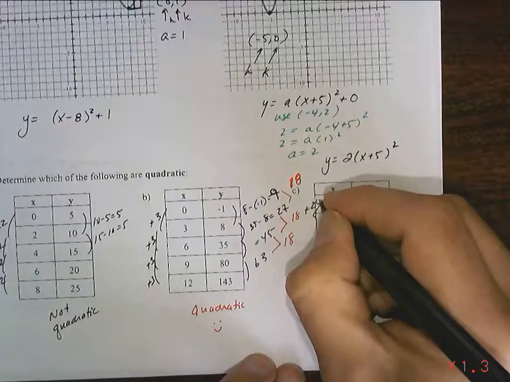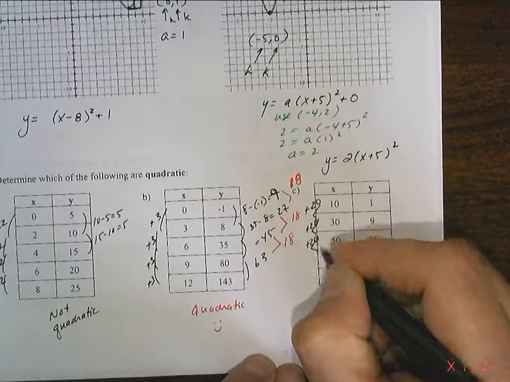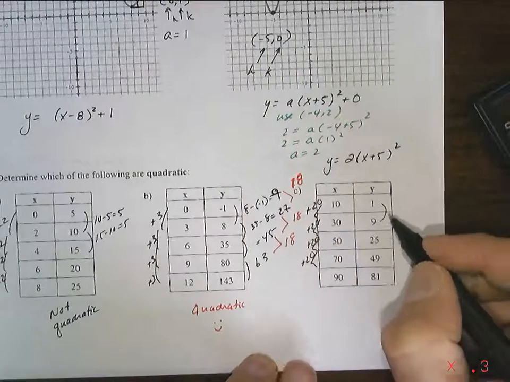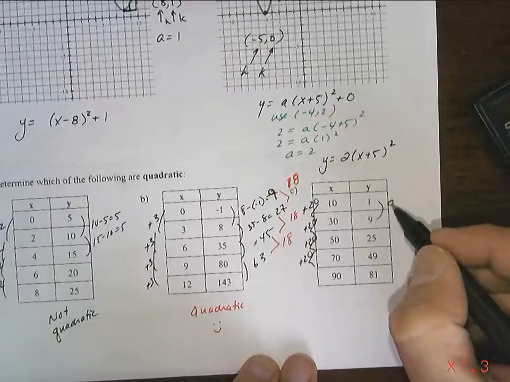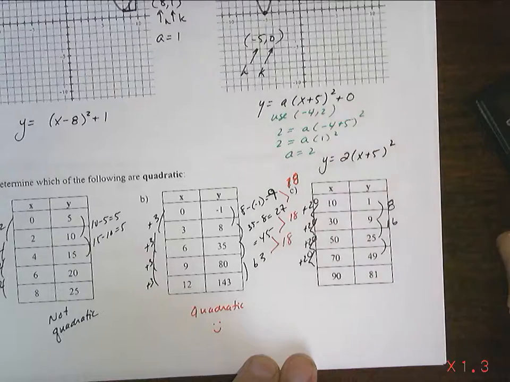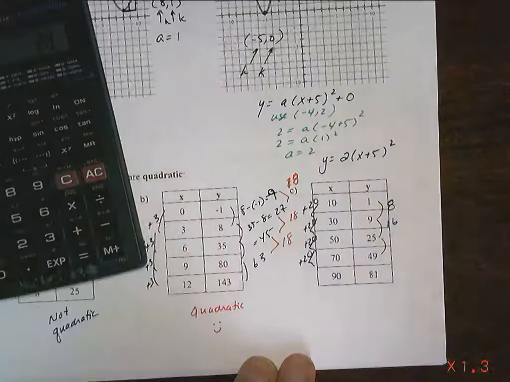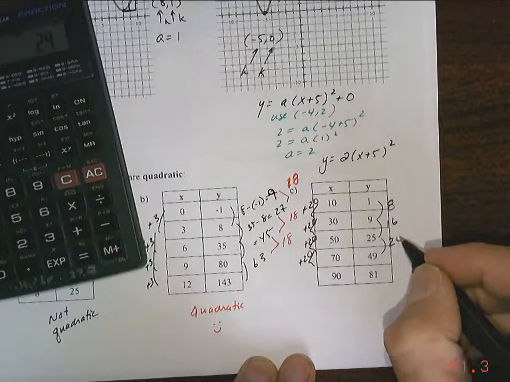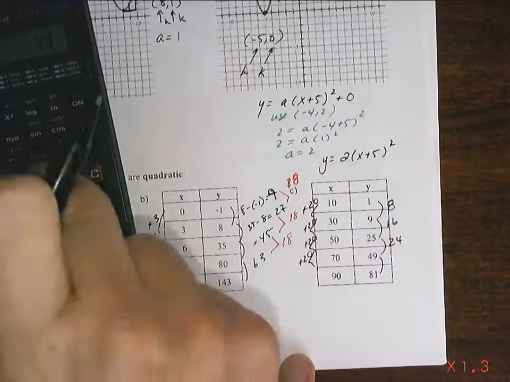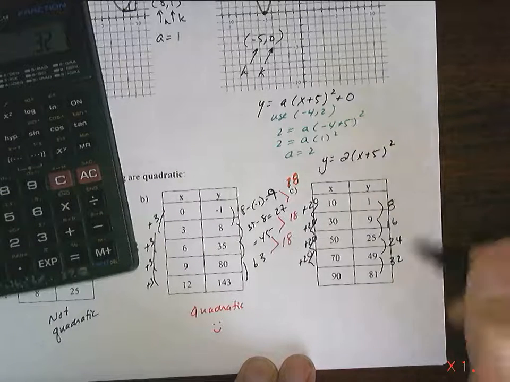Plus 20. Plus 20. Nobody cares on this side as long as they're all the same. First finite difference is 9 minus 1 is 8. 25 minus 9 is 16. 49 minus 25. This is where my head hurts. 24. 81 minus 49. 32. That's your first finite differences.